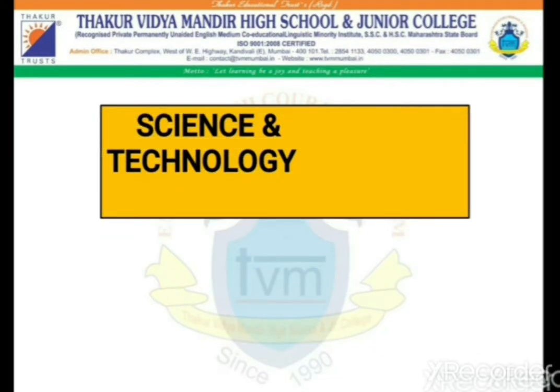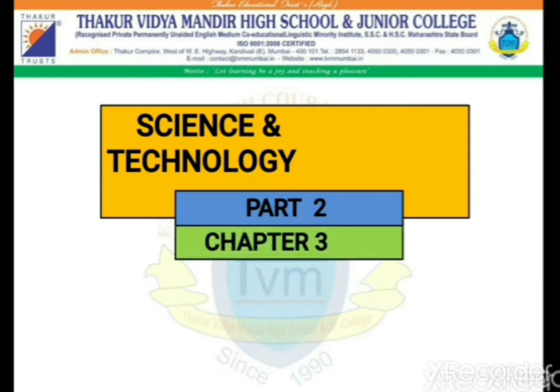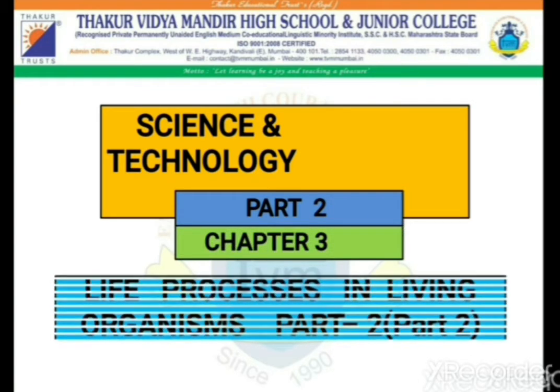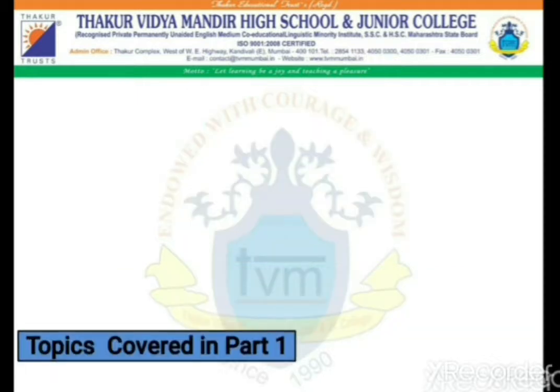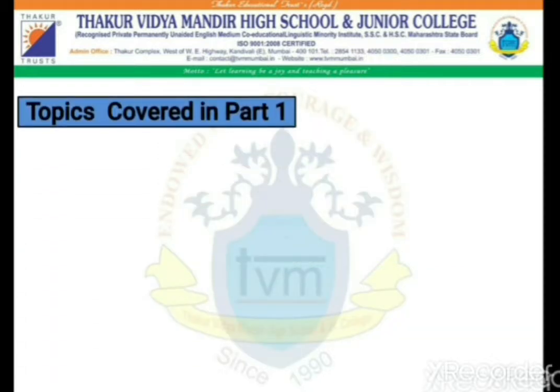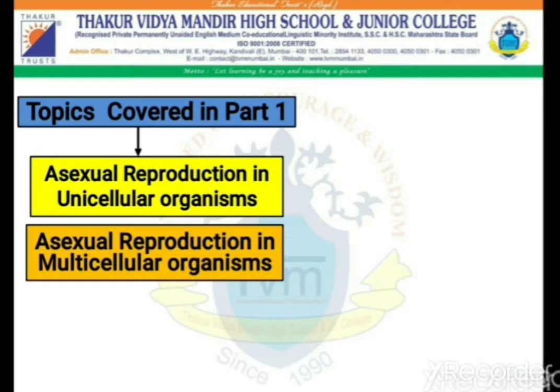Hello, dear students. Today we are going to see the chapter from Science and Technology, Part 2. Chapter number 3, that is Life Processes in Living Organisms, Part 2. Students, we have already seen the first part of this topic, in which we have covered asexual reproduction in unicellular organisms and asexual reproduction in multicellular organisms.